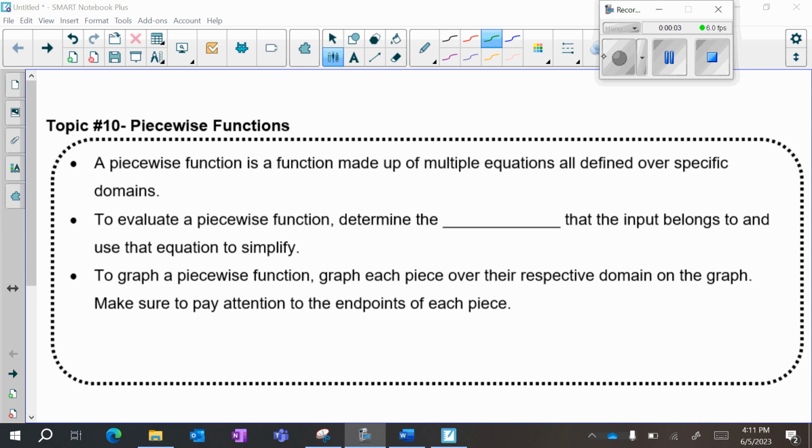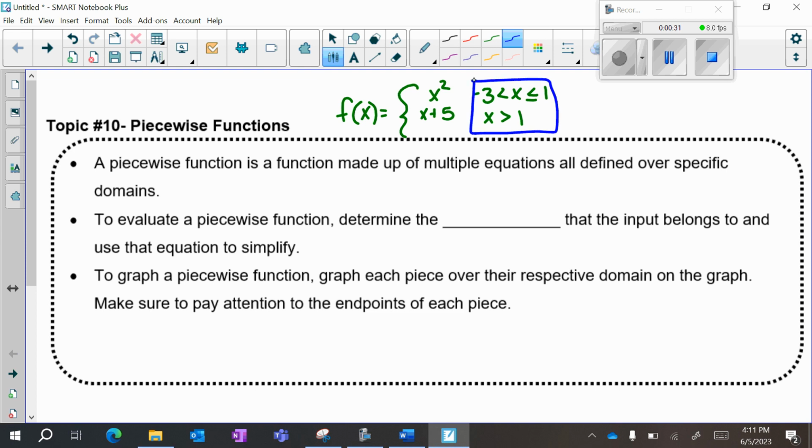A piecewise function is a function made up of multiple equations, all defined over specific domains. So for example, f of x is equal to x squared, where -3 is less than x, which is less than or equal to 1. x plus 5, where x is greater than 1. So these pieces here are known as your domains. And these pieces here are your rules or your functions.